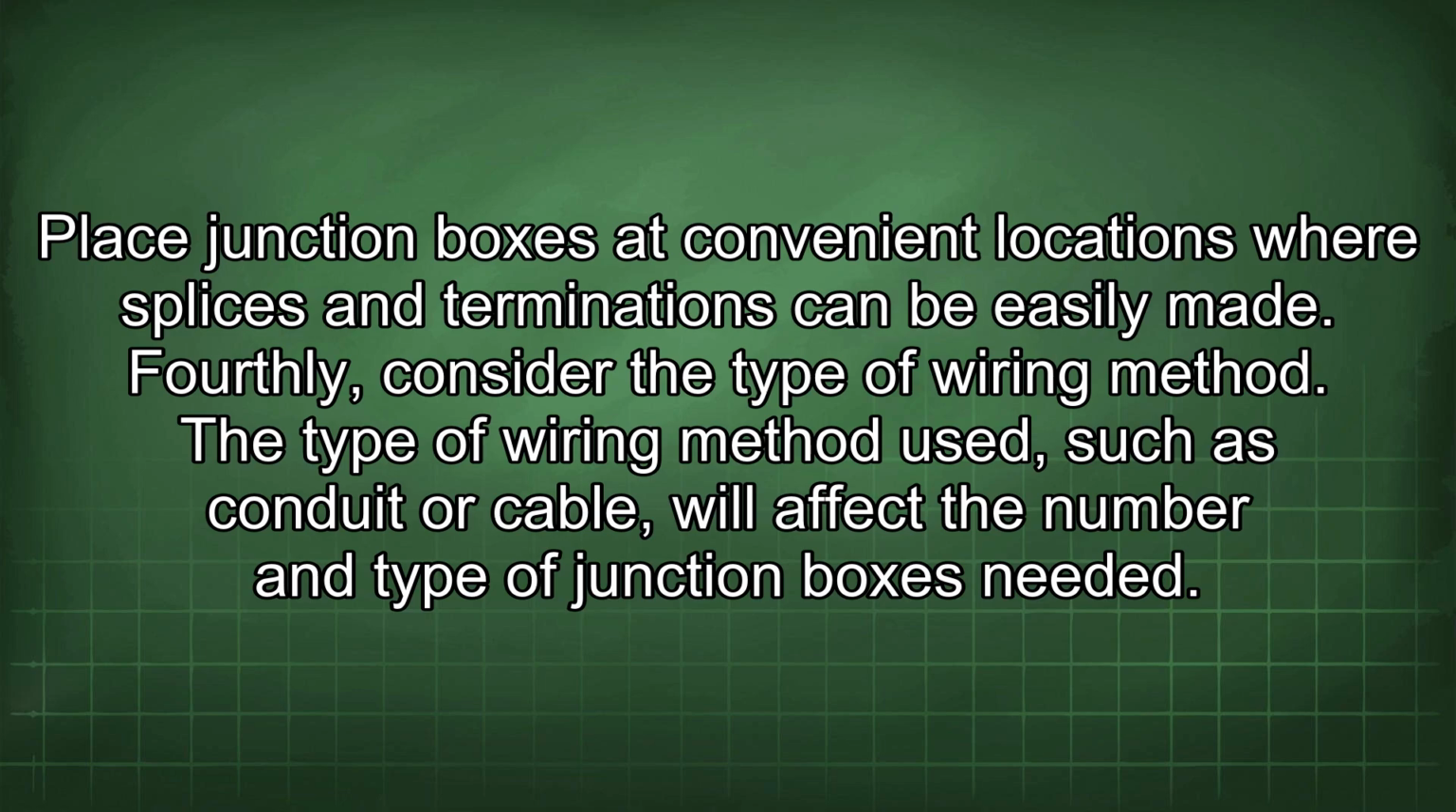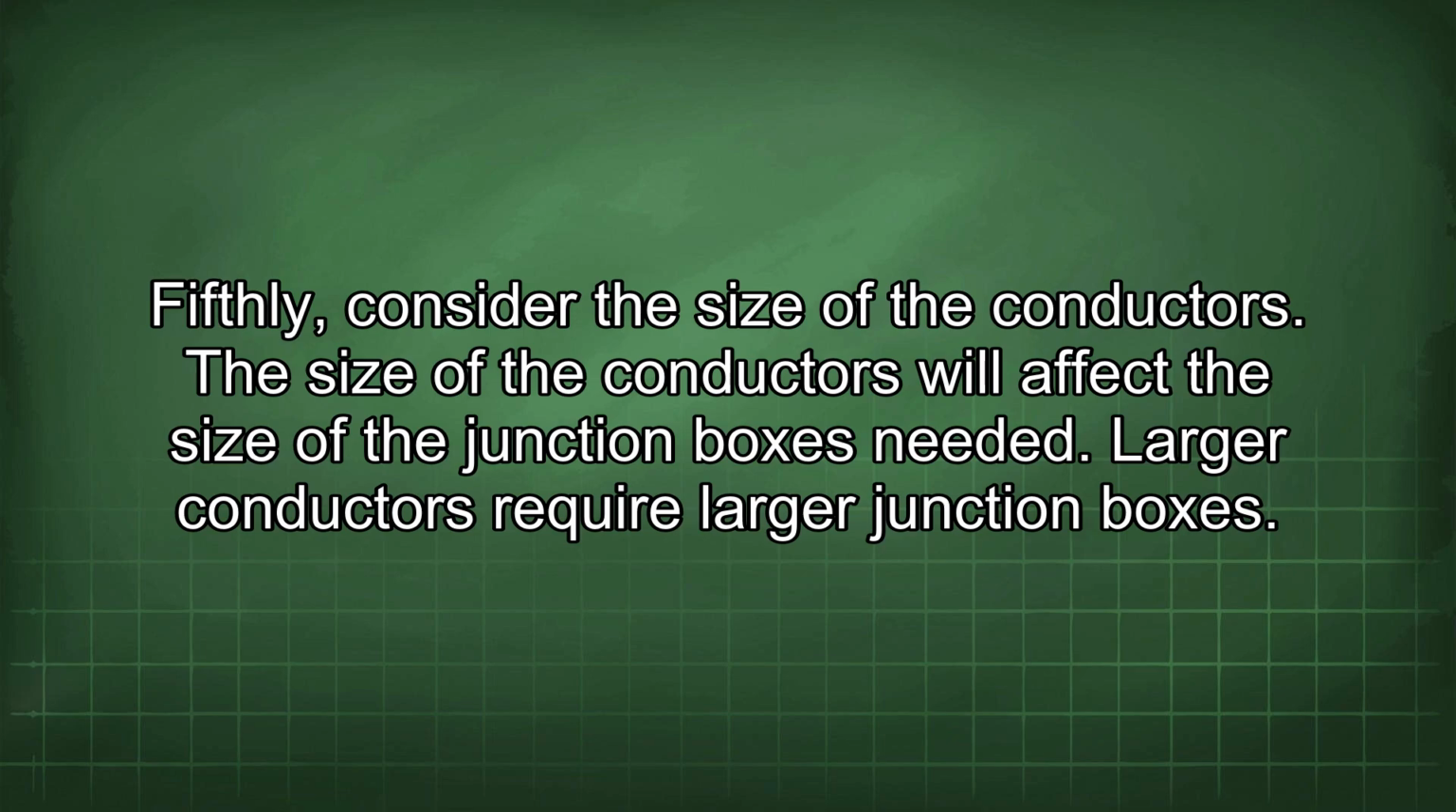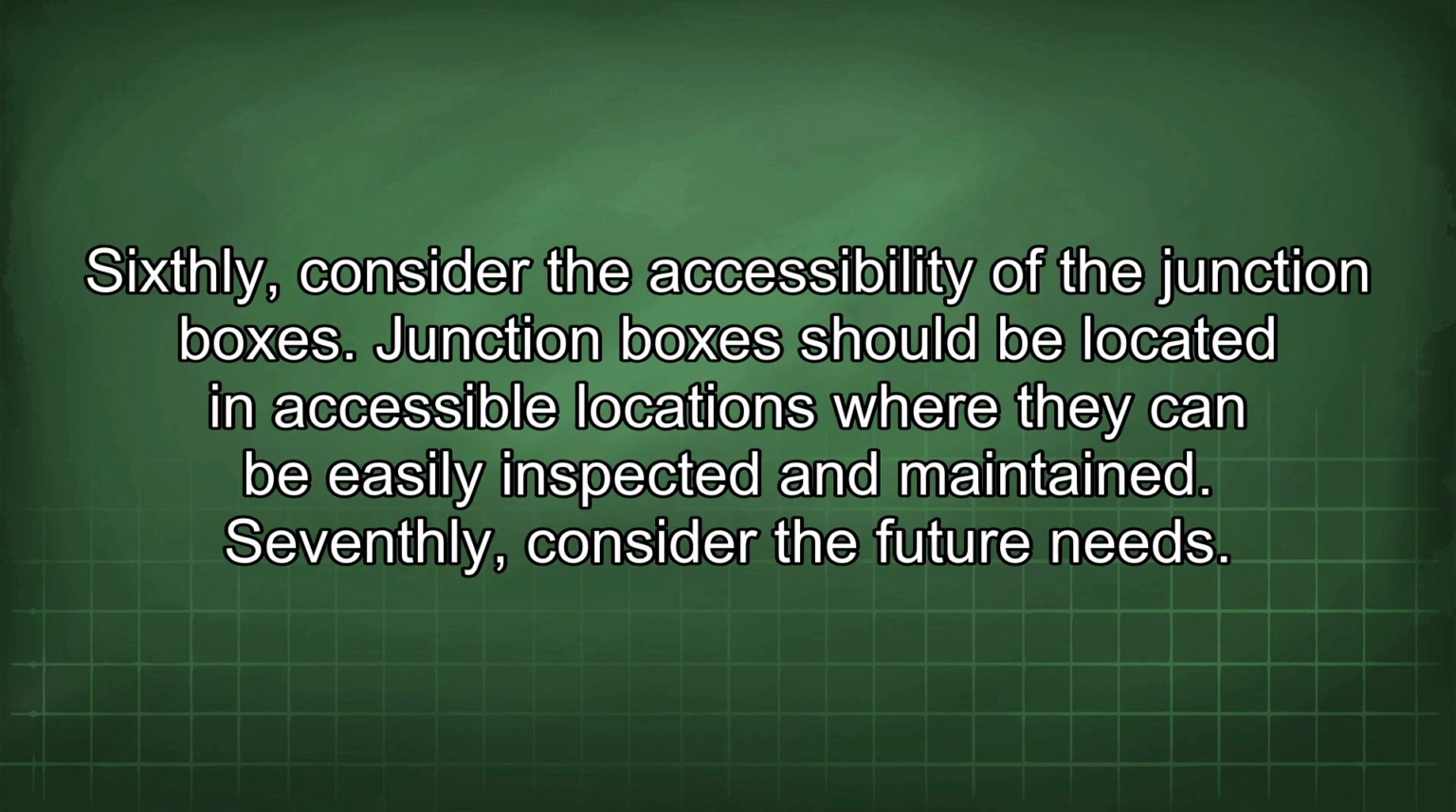Fourthly, consider the type of wiring method. The type of wiring method used, such as conduit or cable, will affect the number and type of junction boxes needed. Fifthly, consider the size of the conductors. The size of the conductors will affect the size of the junction boxes needed. Larger conductors require larger junction boxes. Sixthly, consider the accessibility of the junction boxes. Junction boxes should be located in accessible locations where they can be easily inspected and maintained.